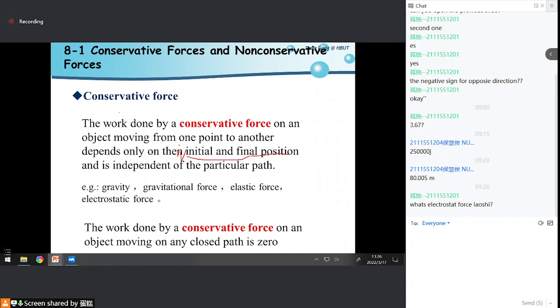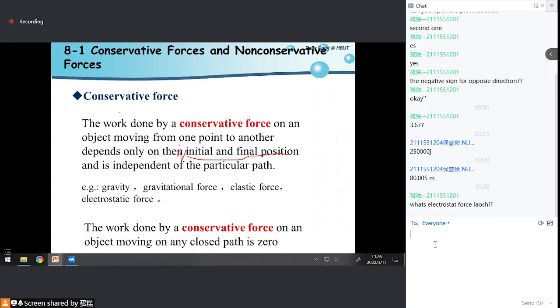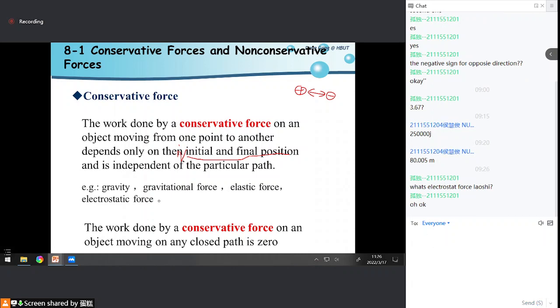Electrostatic. Someone asked, what's the electrostatic force? For example, here is a charge at rest, and then you put another charge here. The force between them is the electrostatic force. Electrostatic means the force due to a charge at rest, not a moving charge. Static means at rest.